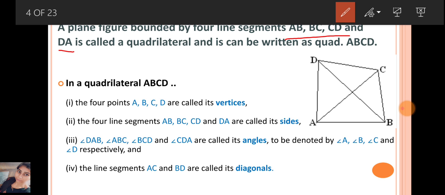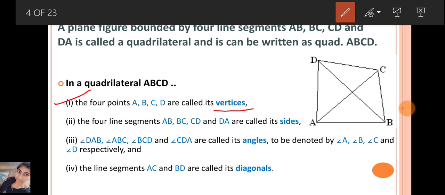Just see, here I have told you they have four sides, or sorry, four line segments. Four line segments are nothing but the four sides only. So one line segment, the second line segment, the third one and the fourth one. So one is AB, then BC, then CD and then DA. So these are the four line segments. The second point, I think it is clear here. The sides are AB, BC, CD and DA. Now see the first one, vertices.